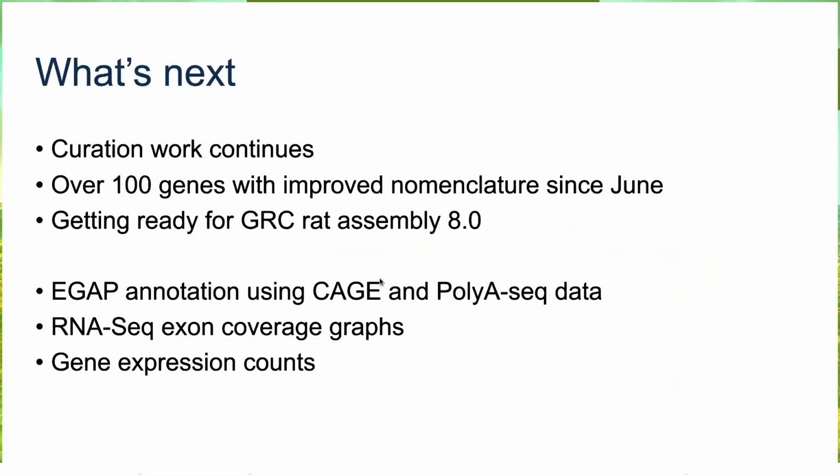With that, I want to stop and just briefly mention what's coming up. The curation work by RefSeq curators continues, and we already have over 100 genes with improved nomenclature since the last release in June, and we're getting ready for the GRC RAT Assembly 8.0. In terms of EGAP annotation, the pipeline now can use CAGE and poly-A-seq data if that's available, and output RNA-seq exon coverage graphs in bigWig format that will be available as an output on FTP. So this is something that you want to add to JBrowse or any other tool, that's something you can do.